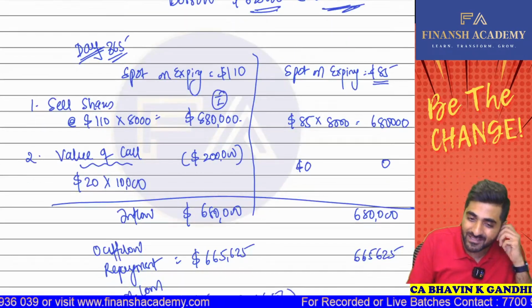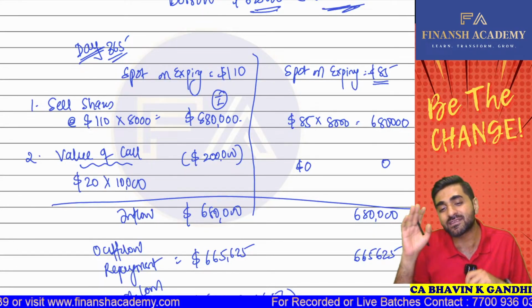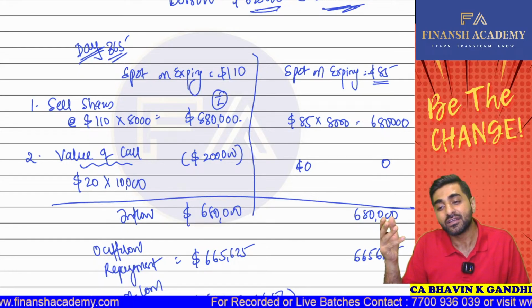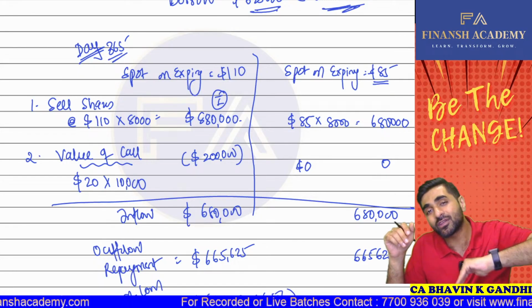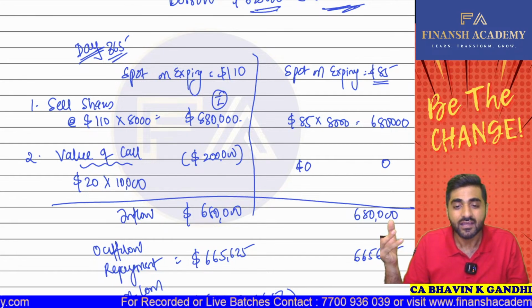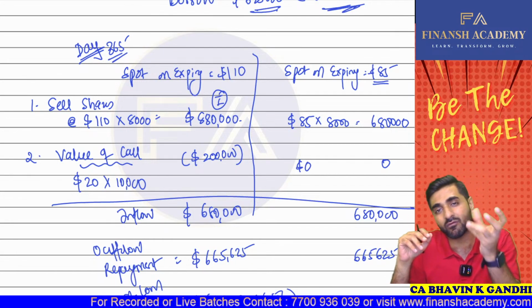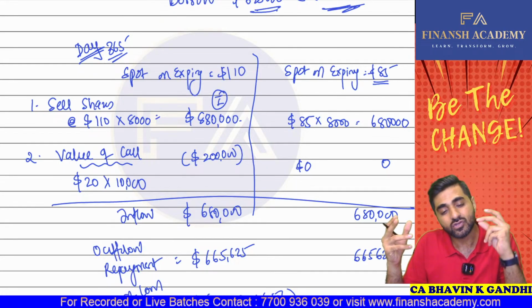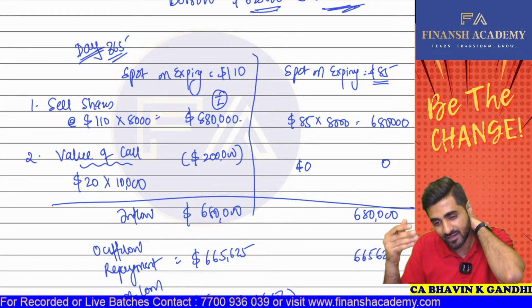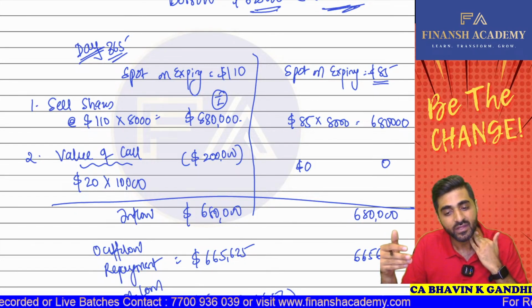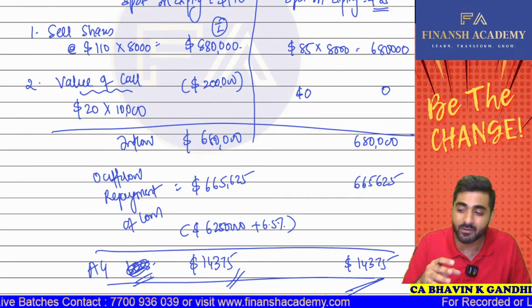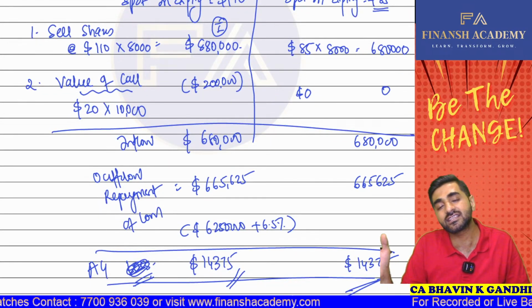So what is happening is that when the spot price becomes 110, the call option automatically becomes in the money. So the option buyer will execute the contract, and I have to oblige because I'm an option seller. Then whatever is the value of the call, that's my loss. So I'll take $20 into 10,000, which is your 2 lakhs. Then ultimately 6,80,000 is going to be my inflow, and my repayment along with the loan is 6,65,625. So ultimately the arbitrage gain is 14,375.